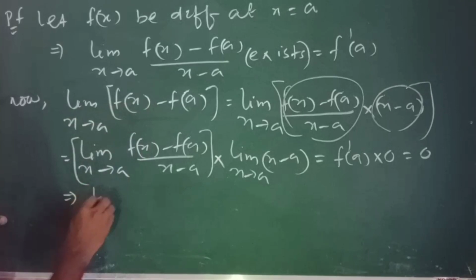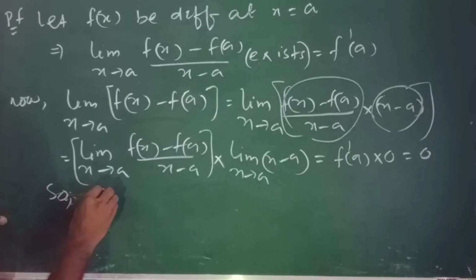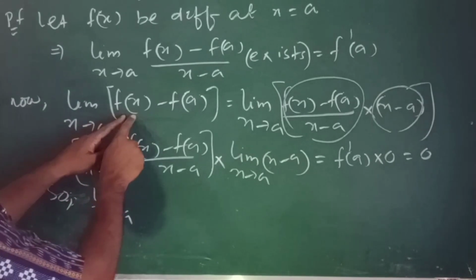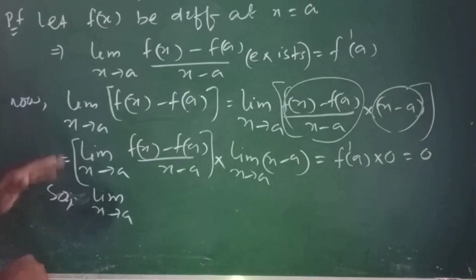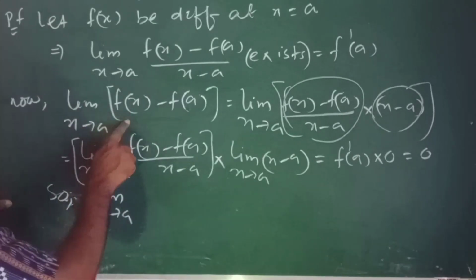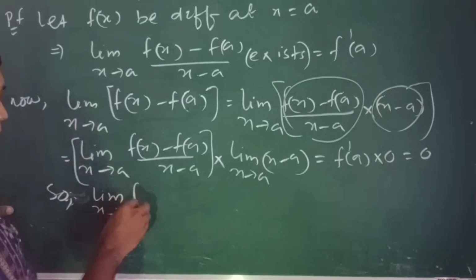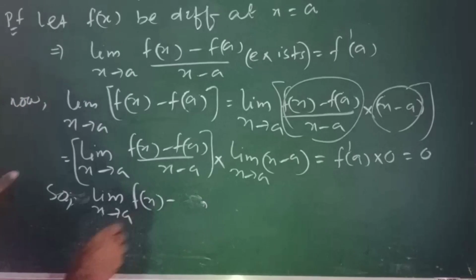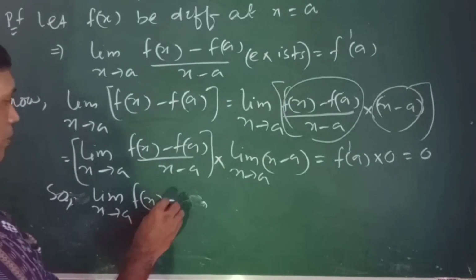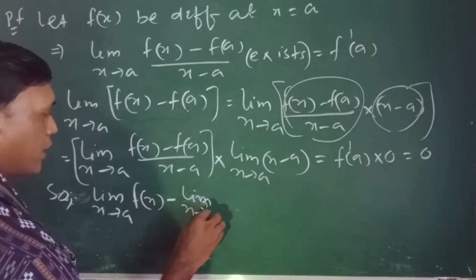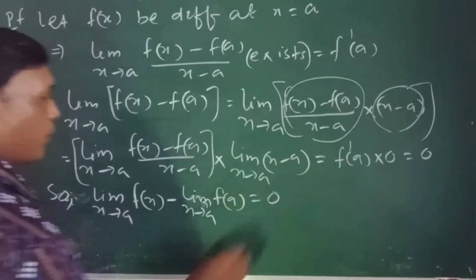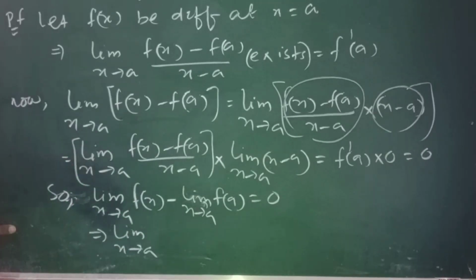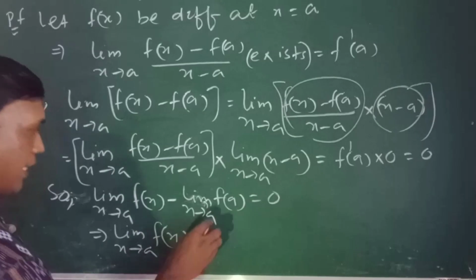That means here, limit x tends to a. Look at here, limit of f minus g, function minus function. We know limit of f minus g is limit of f minus limit of g. So limit of f of x minus limit x tends to a of f of a is equal to 0, which implies limit x tends to a of f of x is equal to this value.